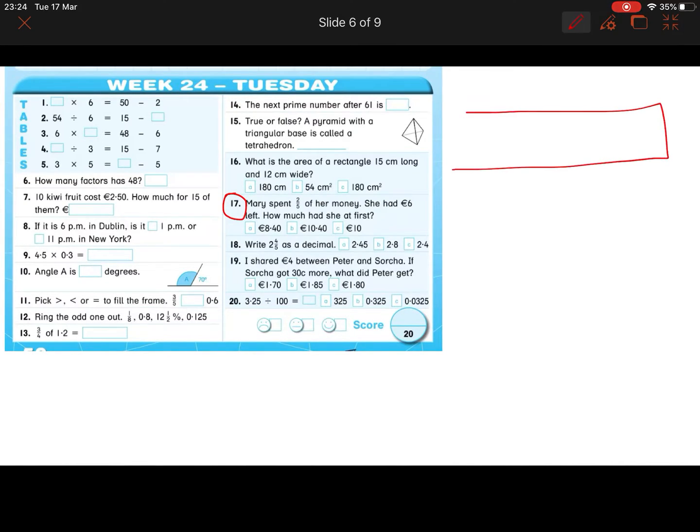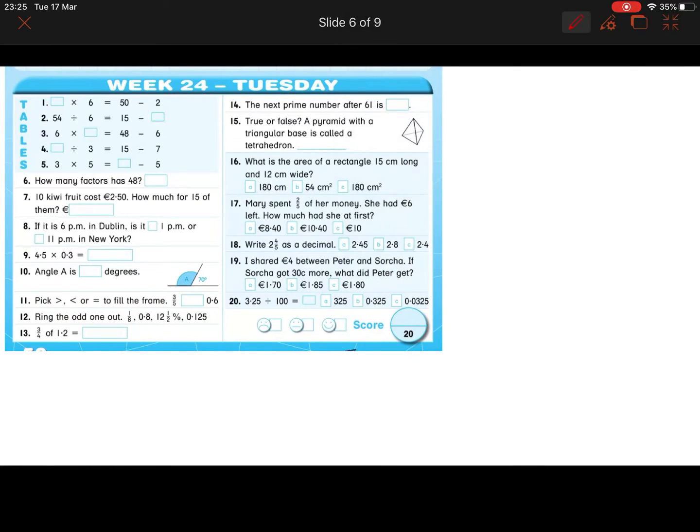Mary spent 2/5 of her money. I want to see 2 T-charts, and bar models 1, 2, 3, 4, 5. So Mary spent 2/5 of her money, and she had €6 left. Okay, so important to see, important to draw the picture. So then this €6 is going to be divided into 3, isn't that right? And we can figure out then how much she had at the start.